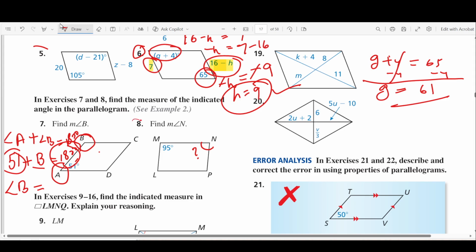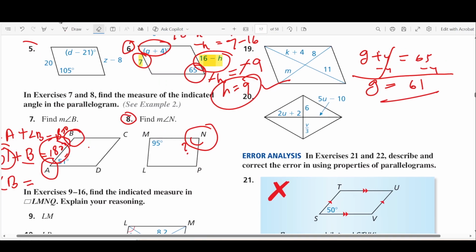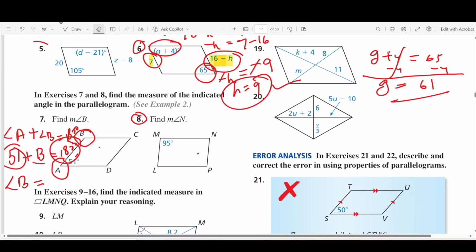The same thing you need to do for angle A, like for question number 8, because M and N are also adjacent angles, so they should also add up to 180. Did you get it now? Yes. Okay, so give me the answer for number 8.